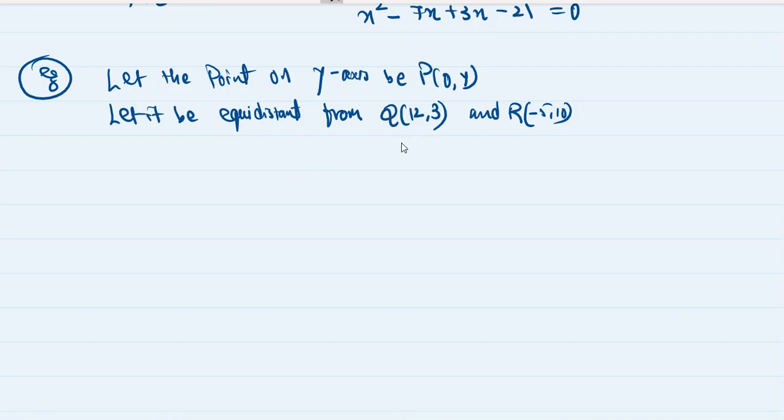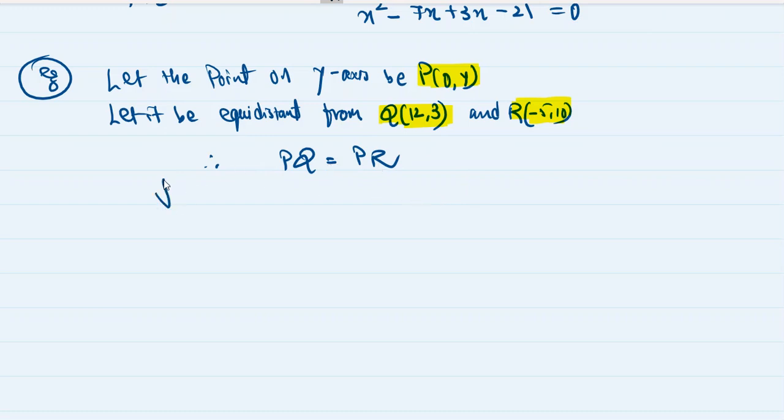So what do we mean by that when point P is equidistant from Q and R? When point P is equidistant from Q and R, that means the distance of P from Q is equal to the distance of P from R. That means PQ is equal to PR.